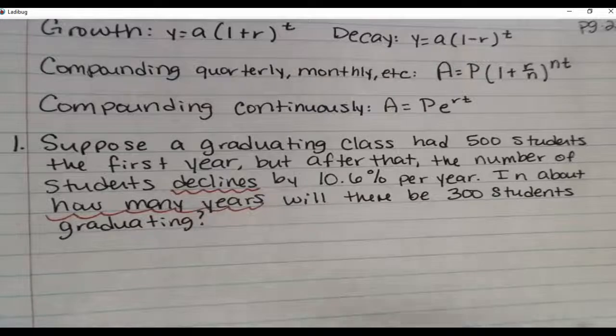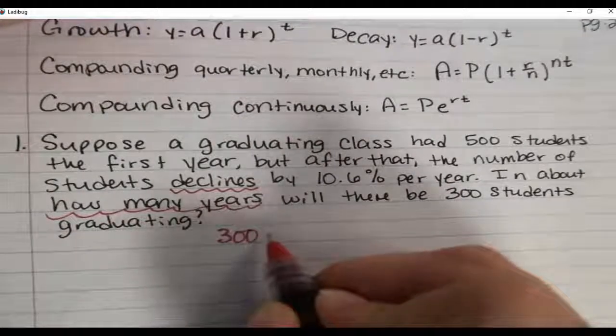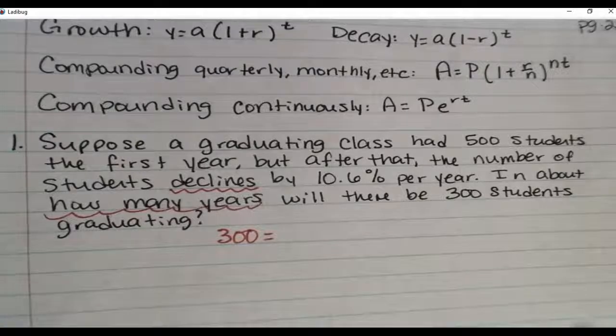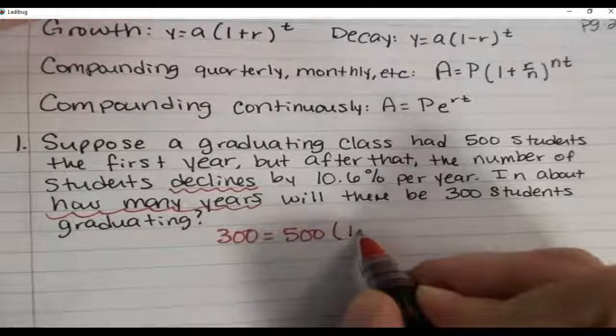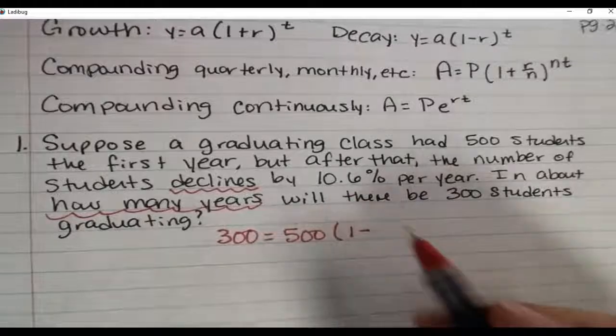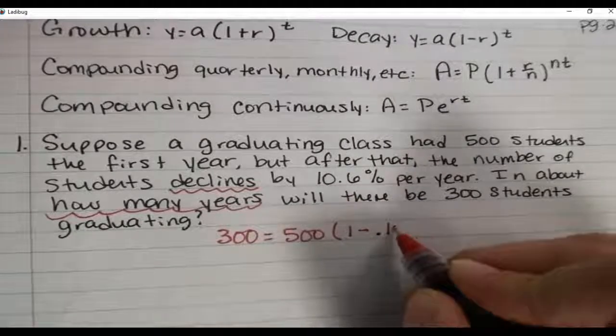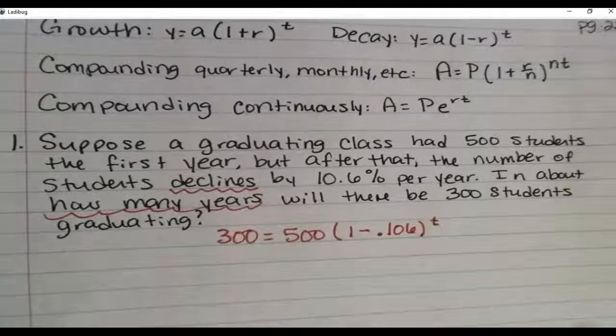So y is how many we have after this amount of years. And how many students is that? 300. Good. So 300 equals how many we start with? 500. 1 minus, and then remember we want our rate as a decimal, so 0.106, and then we don't know t, that's what we're trying to find.